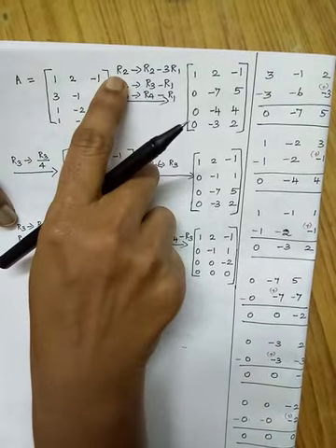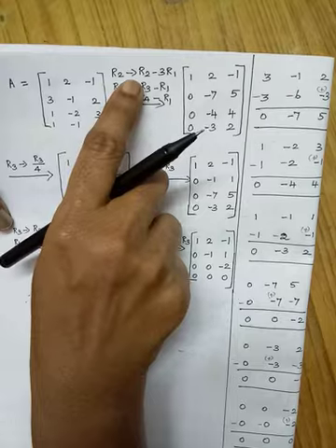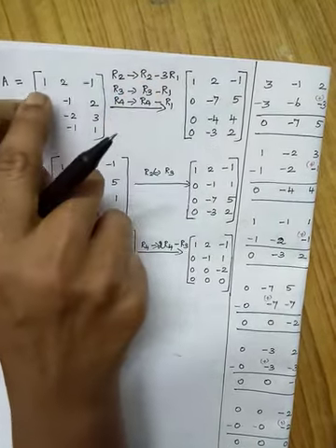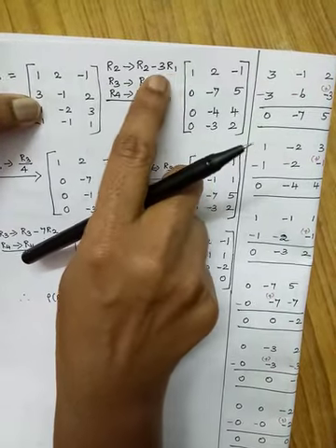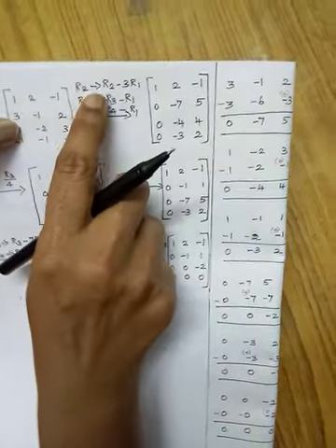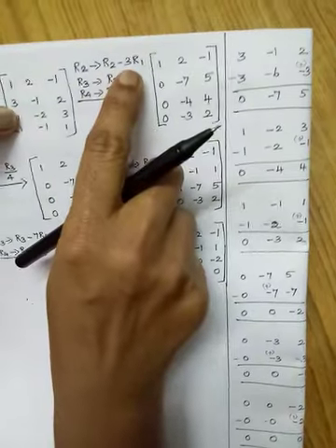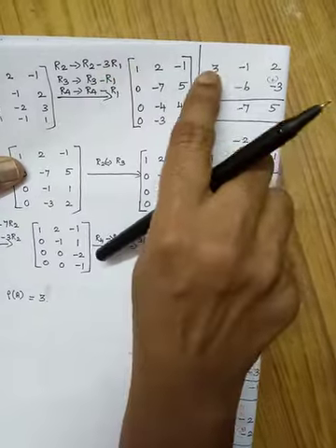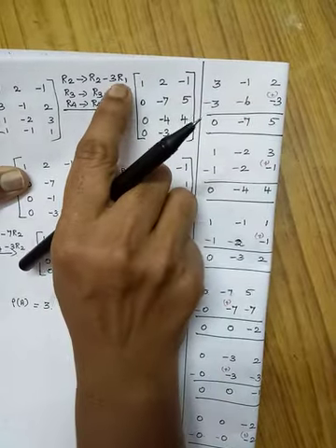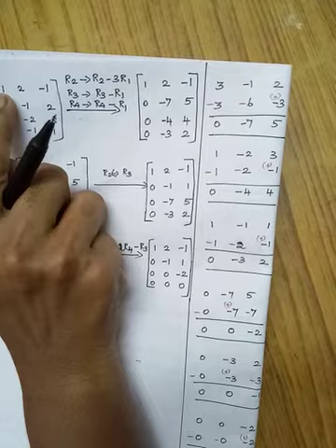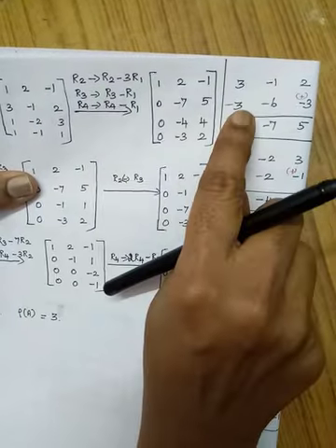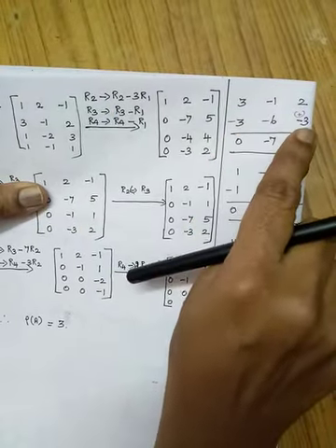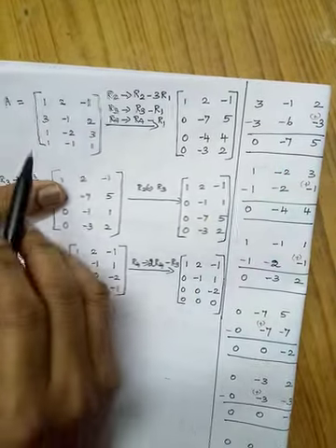Okay, see how R2 is transformed. Look at this, in the R2 element you are having 3, here you are having 1. So R1 has to be multiplied by 3. So the transformation is R2 implies R2 minus 3 R1. That only I have done here. Here you are having R2, so the R2 elements I have written. Next, 3 R1 means all the elements of R1 have to be multiplied by 3. In between you are having minus, so I have changed the sign. So I'll get this.